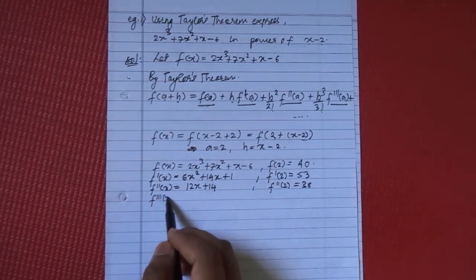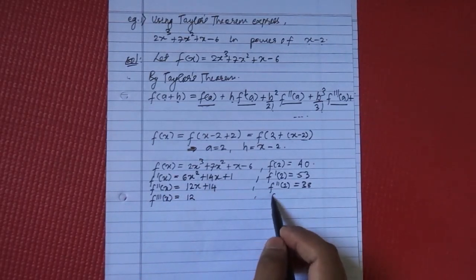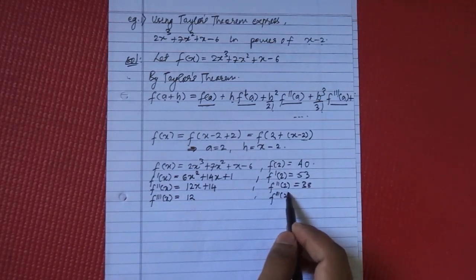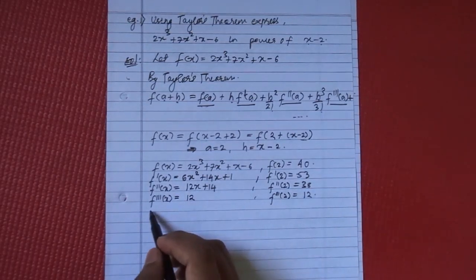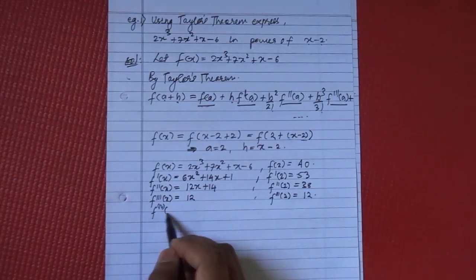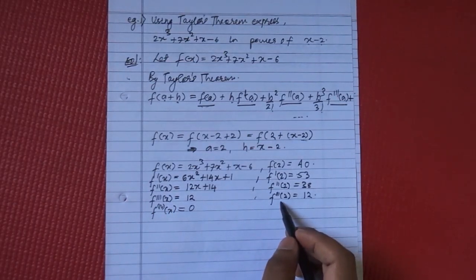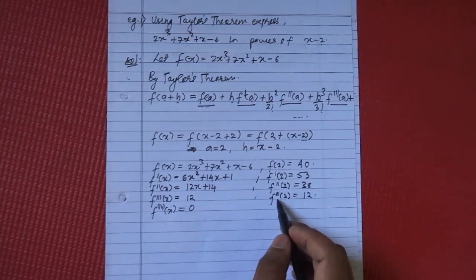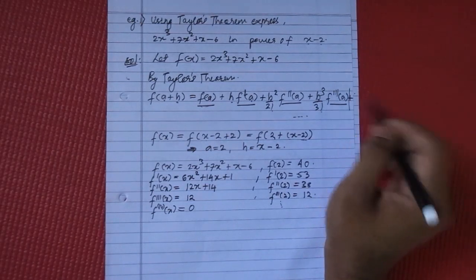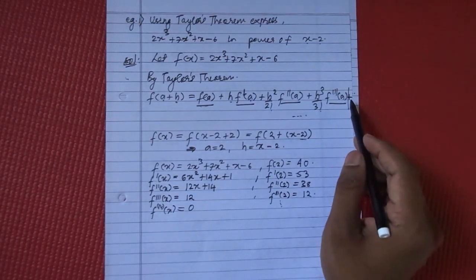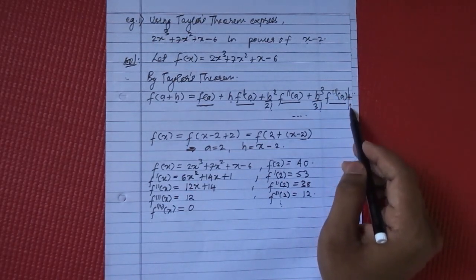F triple dash of x is 12. So there is no change in f triple dash. F triple dash of 2 is only 12. F fourth derivative is 0. So there is no need of finding any value beyond third derivative. So this formula stops here, because the higher derivatives above this third derivative all will be 0.